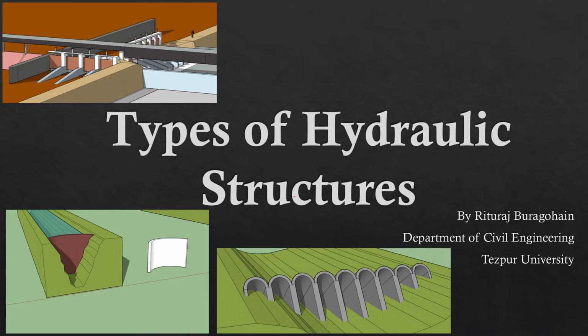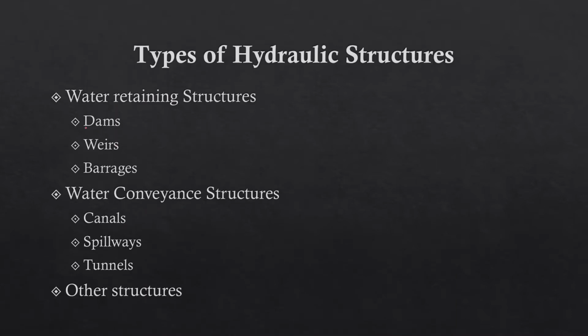Hello everyone. Here we are going to discuss different types of hydraulic structures. When we talk about hydraulic structures, the first things that come to mind are mostly dams, and then weirs and barrages are also different types of structures. These are called water retaining structures, and then there are the water conveyance structures such as canals, spillways and tunnels. And then there are some other structures which are sometimes standalone structures, and sometimes they simply accompany these systems of dams and canals, etc. We'll mostly be focusing on dams and weirs in this whole course.